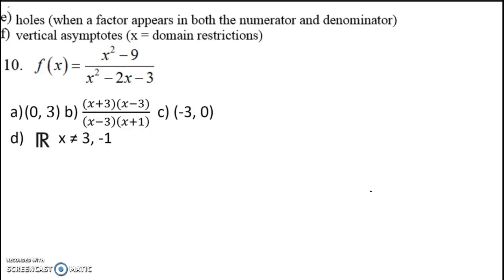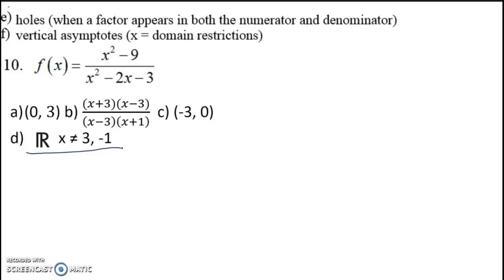Okay, so for number 10 on your worksheet, we're only looking at number 10. Remember, A, B, C, and D are what we did last week. So we're going to look at holes and vertical asymptotes. And if you don't have that from last week, you need to go watch the video from last week and write all that down, the work that goes with that, not just the answers.